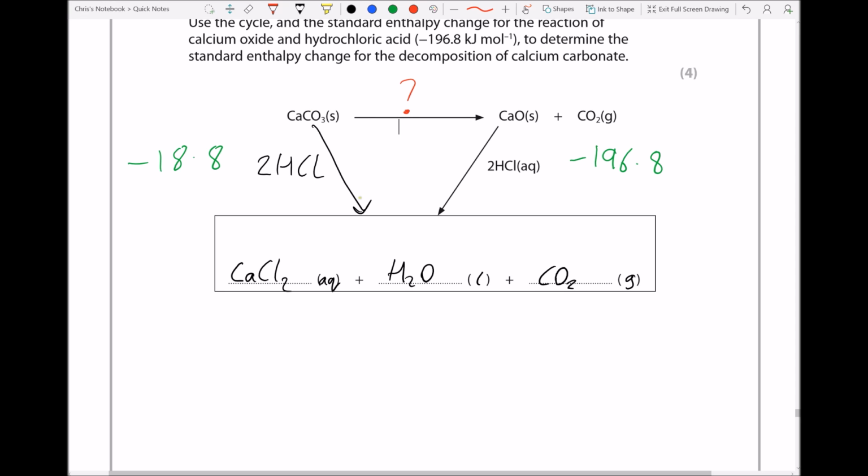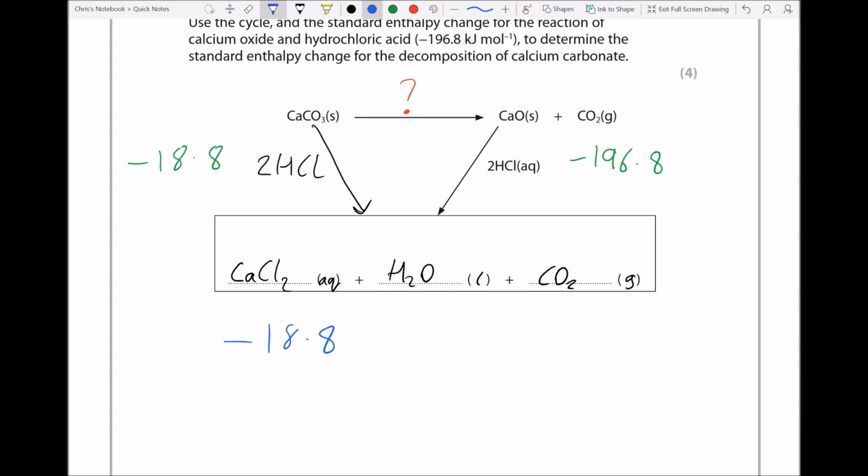You have to go this way and then that way to get to the destination where you need to be. Now, if you go with an arrow, you keep the sign the same. If you go against an arrow, you change the sign. So we're going to start from here. I'm going to go down this arrow. So that's going to make it have minus 18.8.